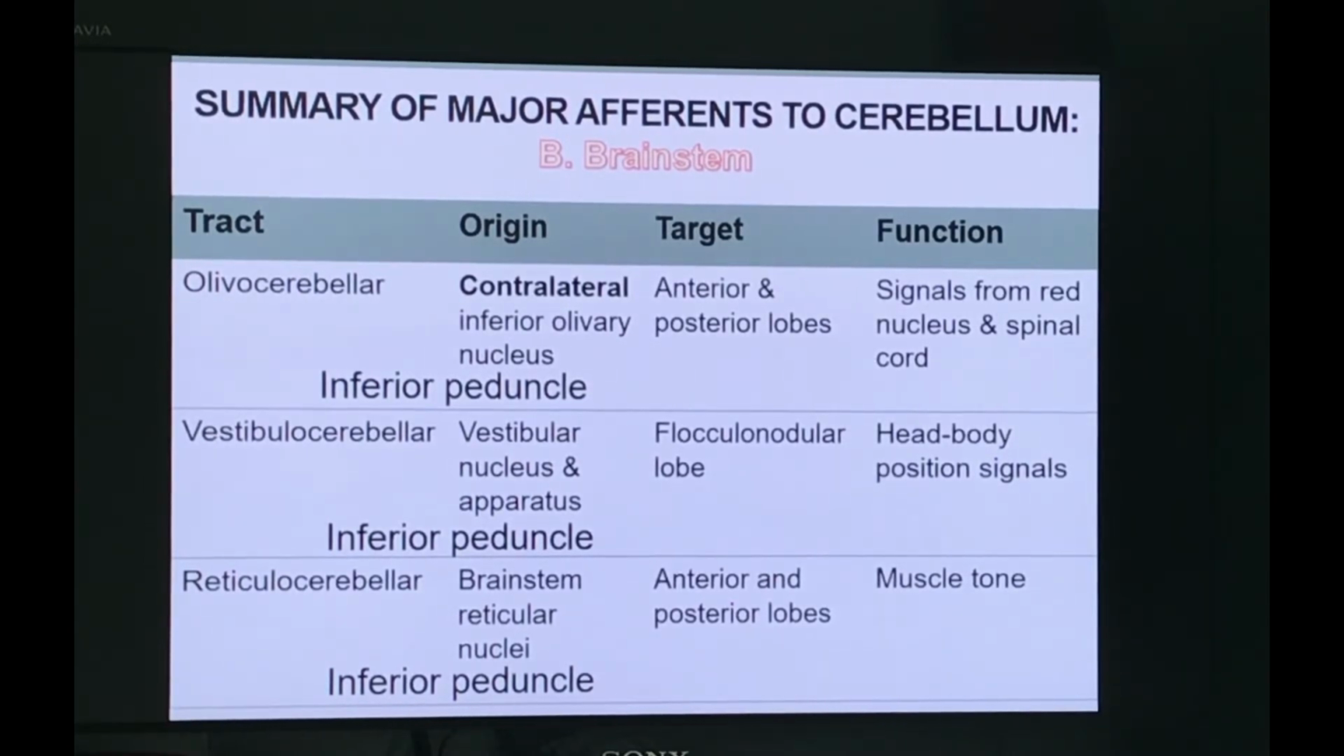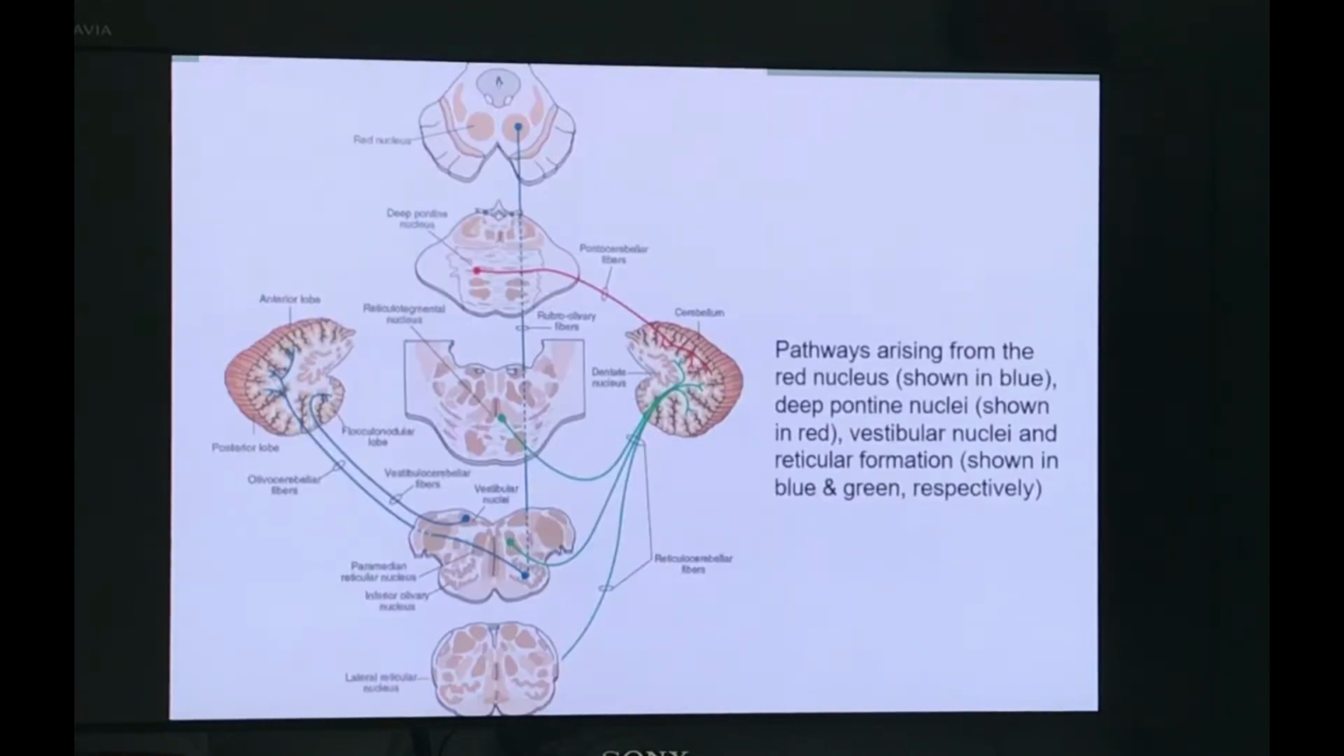From the vestibular nuclei also, the cerebellum receives information, which mainly goes to the flocculonodular lobe, because that is related to the vestibulocerebellum. It mainly helps with head and body position signals and eye movements. They also receive from the reticular nuclei present in the brainstem, which mainly help in the maintenance of muscle tone. All these fibers pass through the inferior cerebellar peduncle.